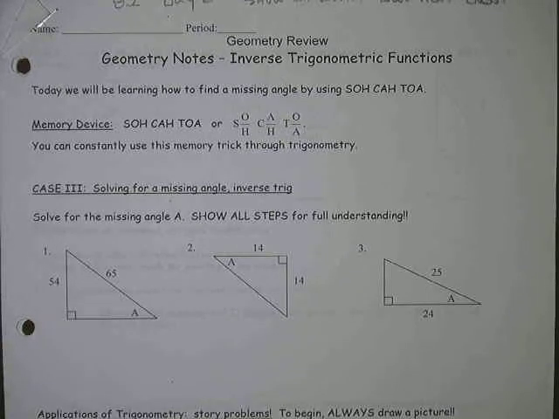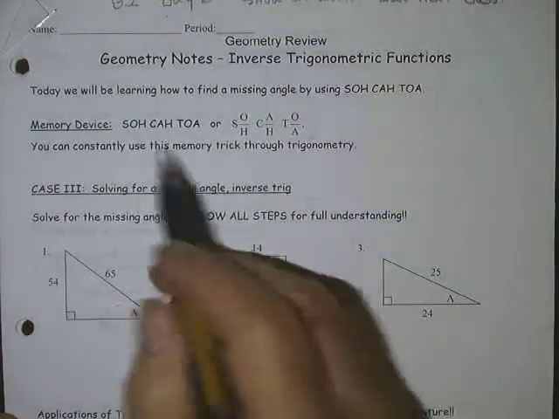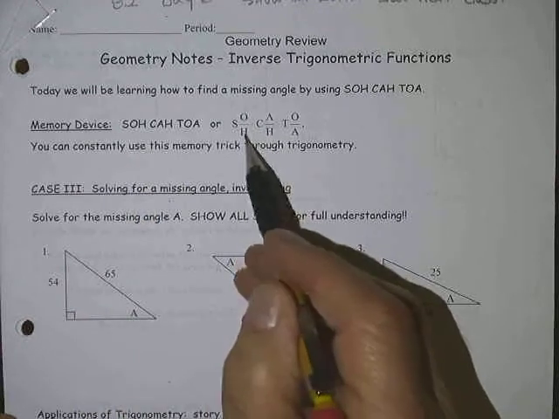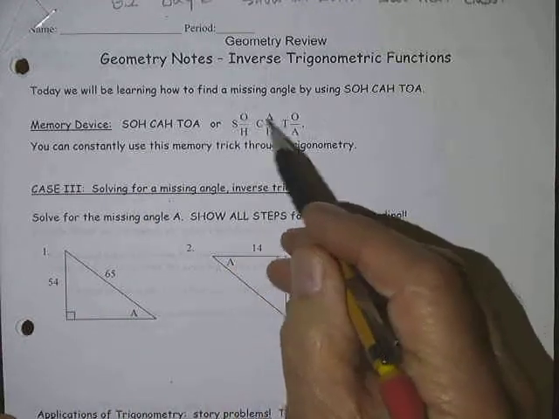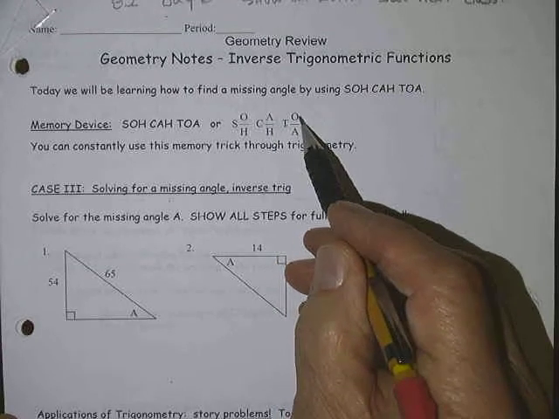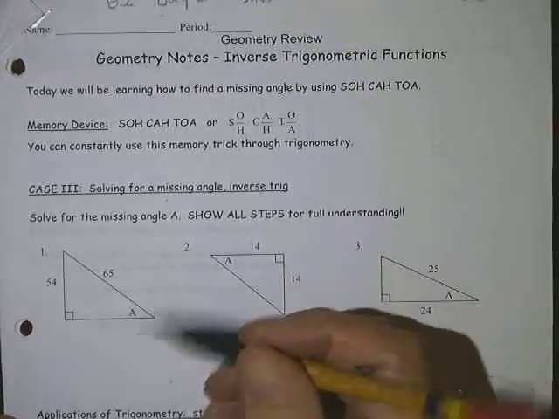Today we're going to be learning how to find a missing angle by using SOHCAHTOA, using sine, cosine, and tangent. As you recall, the memory device SOHCAHTOA means the sine is the opposite over the hypotenuse, the cosine is the adjacent over the hypotenuse, and the tangent is the opposite over the adjacent.